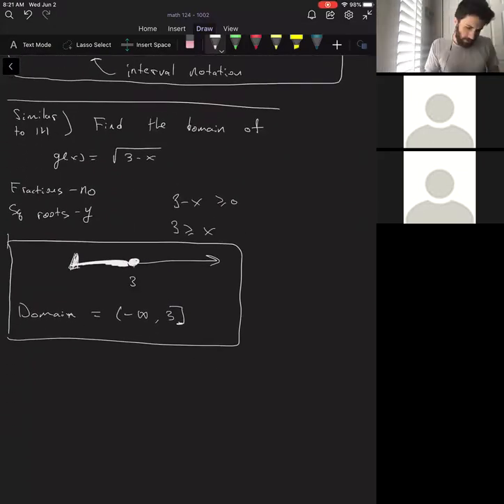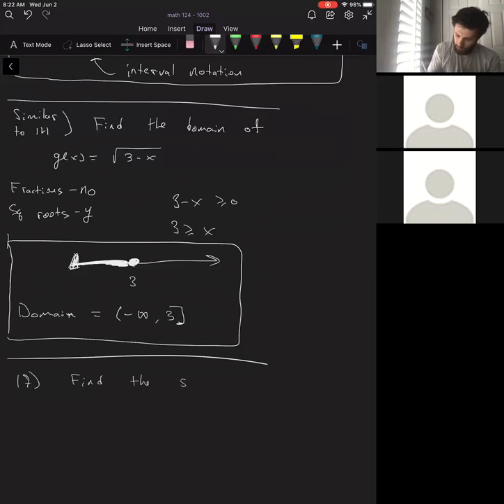All right. Let's do 17. So find the slope between (4, -10) and (-8, 12).